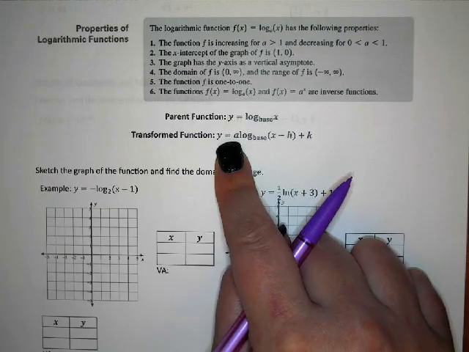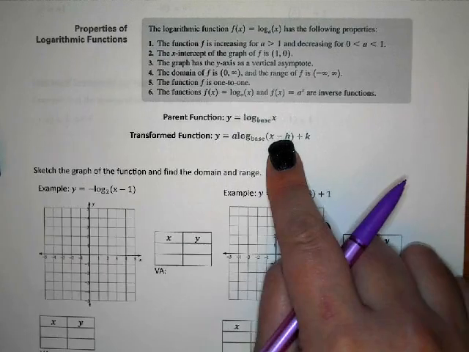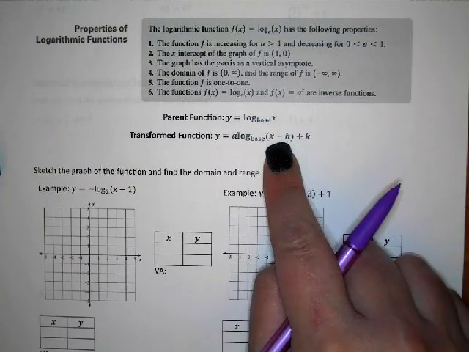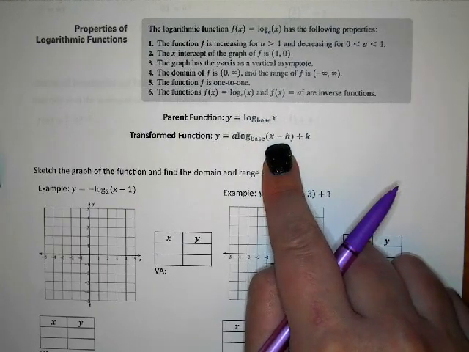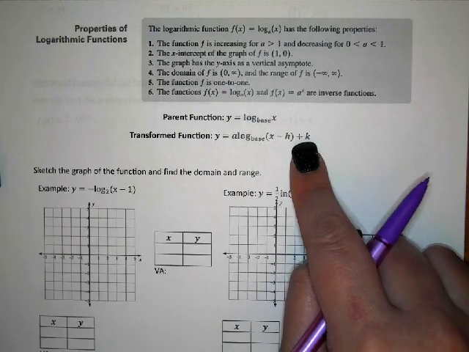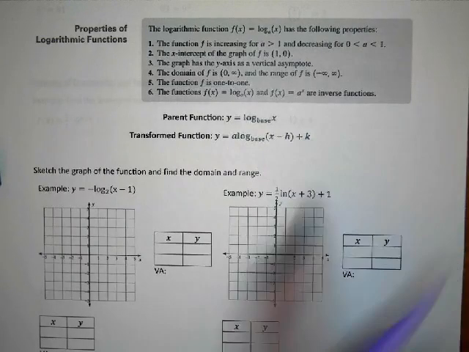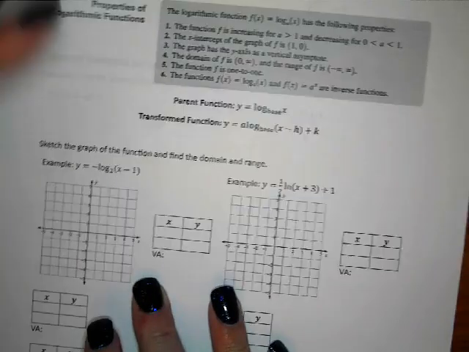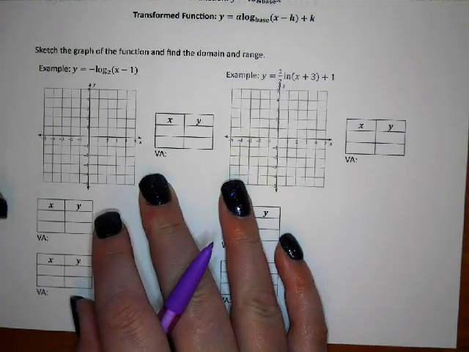The inside of the function is where the x is, and so that would shift the graph to the left if it's got a plus, and to the right if it's got a minus. And then if there's a number on the end, you're going to shift the graph up or down. So we're going to look at two different graphs that have transformations, and we're going to find the domain and range of each of them.